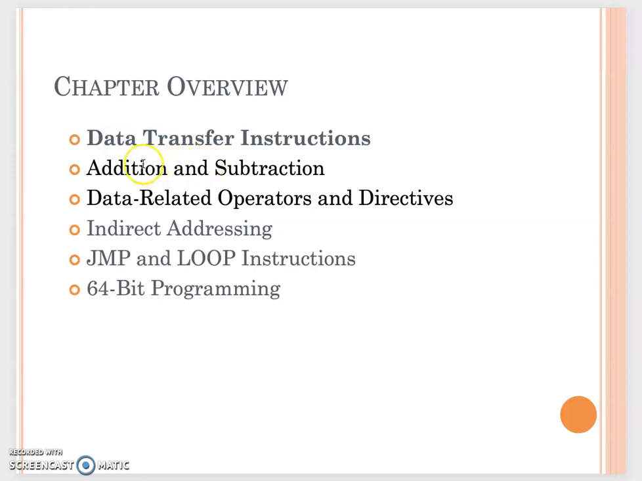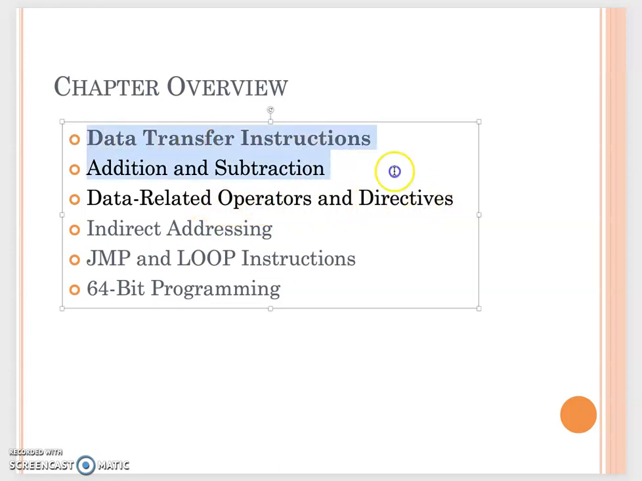In Chapter 4, we will talk about data transfer instructions, including addition and subtraction. You will see those instructions affect the status flag. And we will also talk about some data-related operators and directives. So these three sections will be in week 5.